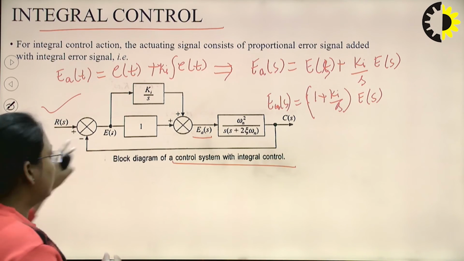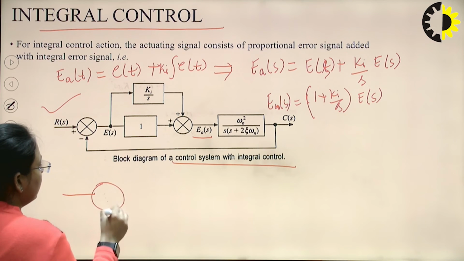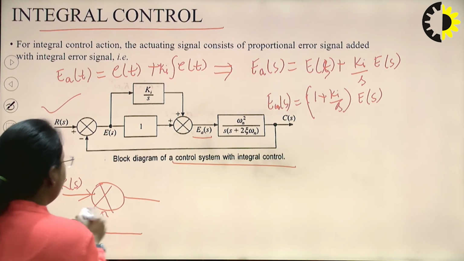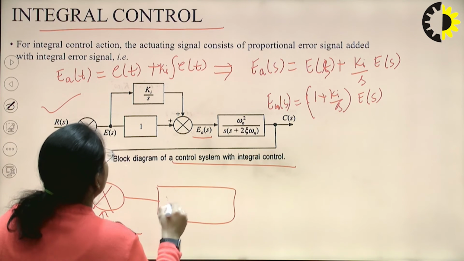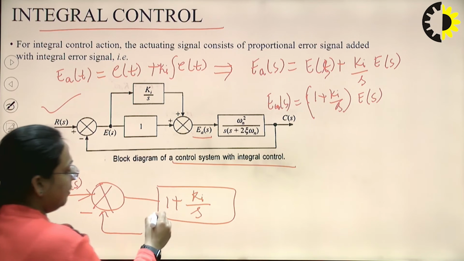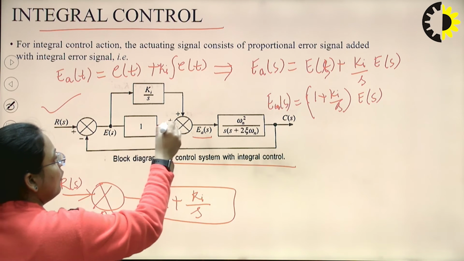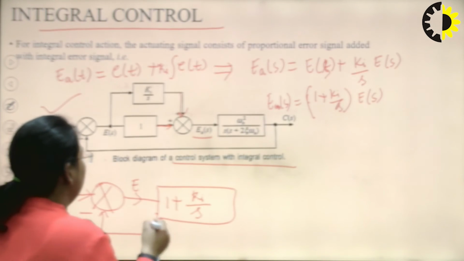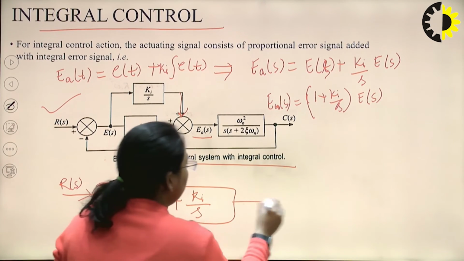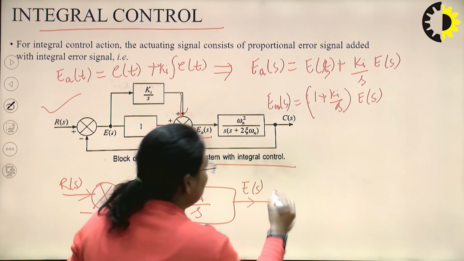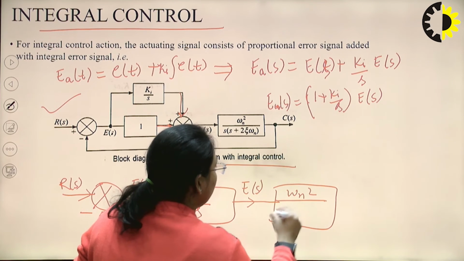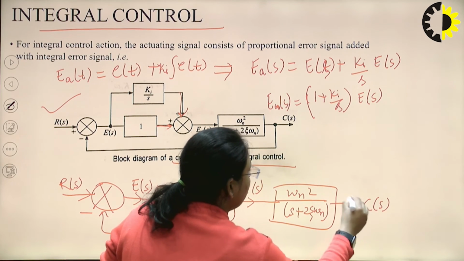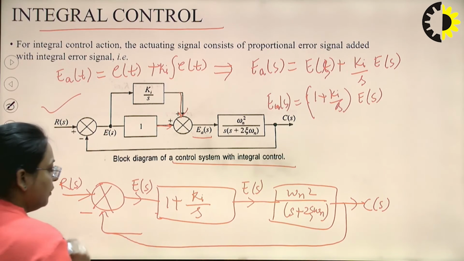So let me simplify this block diagram once again, as we have done in derivative control. This will be 1 plus Ki upon s. I am writing it on the basis of block diagram reduction. Both are in the forward path to this summation, so I can add these two values. So this will be E_a(s), and it comes out to be omega n square upon s into (s plus 2 zeta omega n) into C(s). And this will be the unity feedback control system.